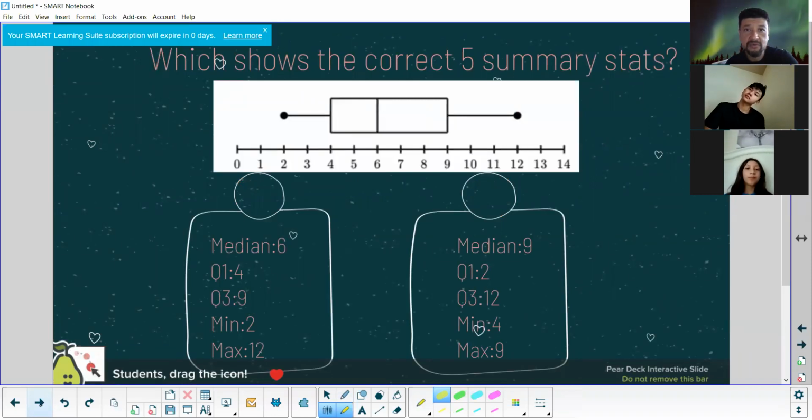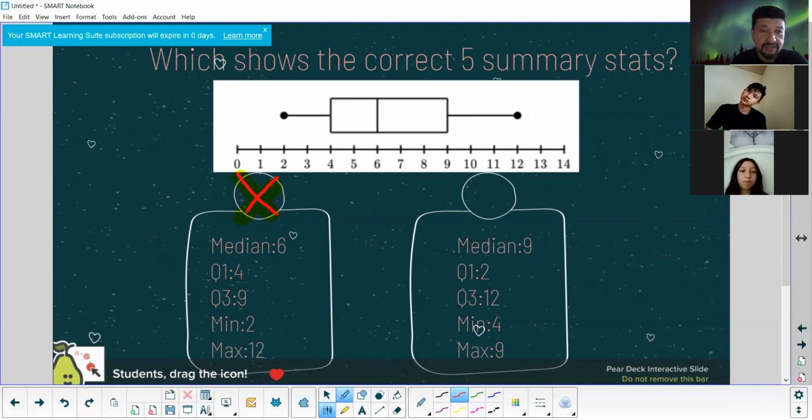And it says which shows the correct 5-number summary set. So what would your kid say? Which one should I pick? The one on the left or the one on the right? The one on the left. Yeah. Mark that. I automatically looked at it because I saw 2 and 2 is here. And then when I saw the minimum and saw 4, I knew it was off. And also the median was 6. So you notice how it all matches up.